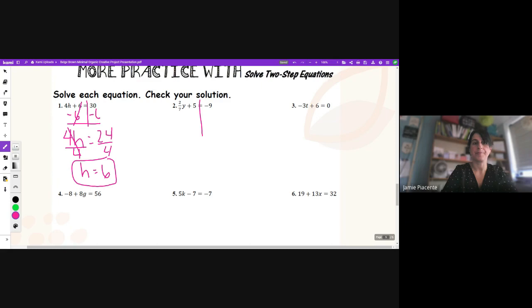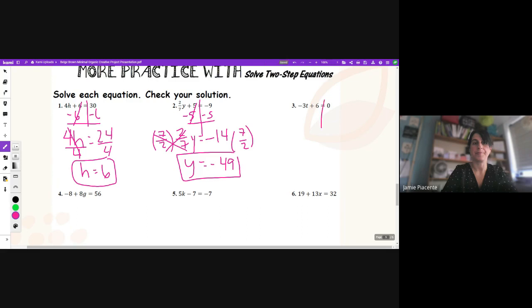Number 2, it's a plus 5, so we get rid of it by subtracting 5. We're left with 2/7 y. Negative 9 minus 5 gives me a negative 14. This has to be divided, but we can't divide, so we multiply by the reciprocal. And a negative 14 times 7/2 gives me negative 49. Be very careful with your negatives.